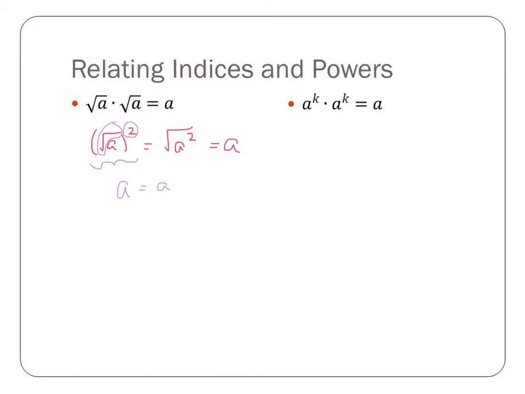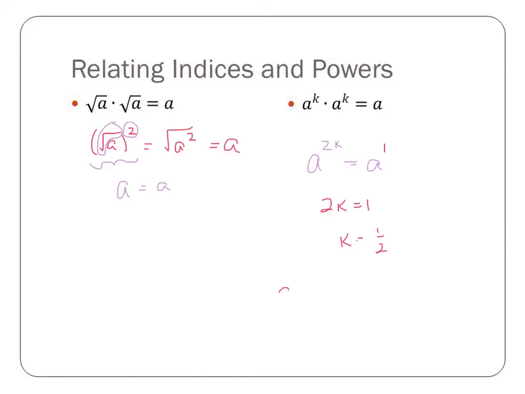So what do you do with your exponents when you are multiplying? You add them, and k plus k is 2k. On the other side here, we just have a. If you don't have an exponent, what is the exponent? The exponent is 1. And so for these to equal each other, 2k has to equal 1. And so then k equals a half.